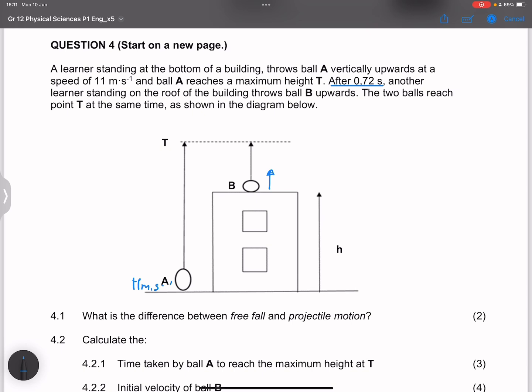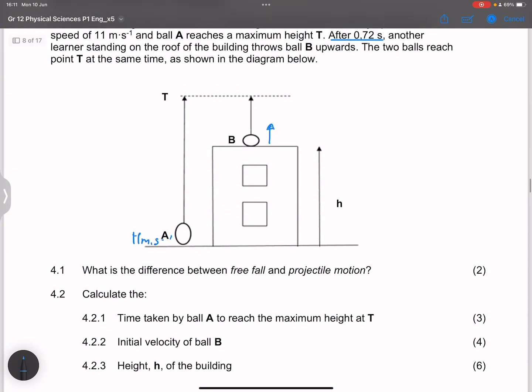Right, so the first thing that they ask us is, what is the difference between free fall and projectile motion? Well, it's actually the same thing, right? This is motion of an object under the influence of gravitational force only. If you wanted to, you could say that free fall is the motion of an object under the influence of gravitational force only. However, projectile motion is an object that is given an initial velocity and moves under the influence of gravitational force only. But really, in truth, it is essentially the same thing.